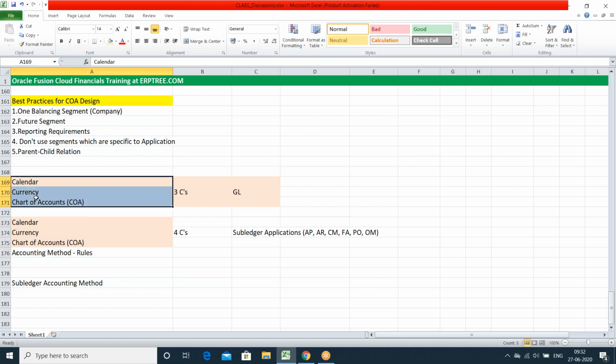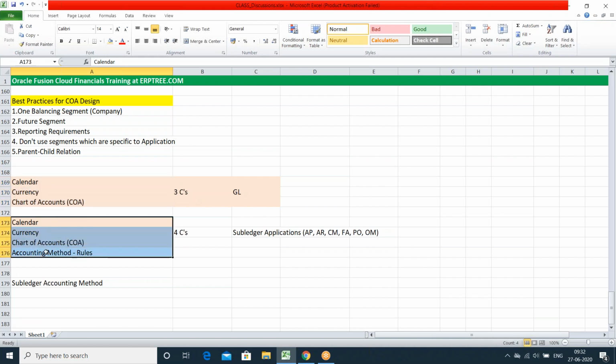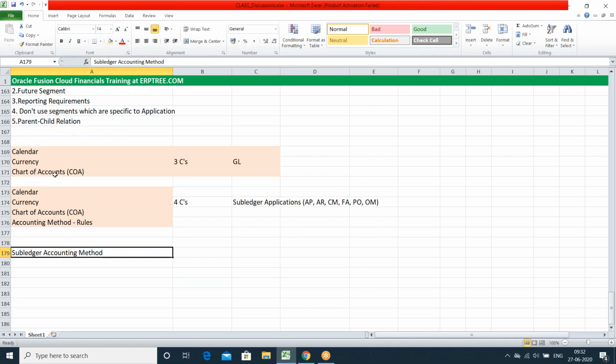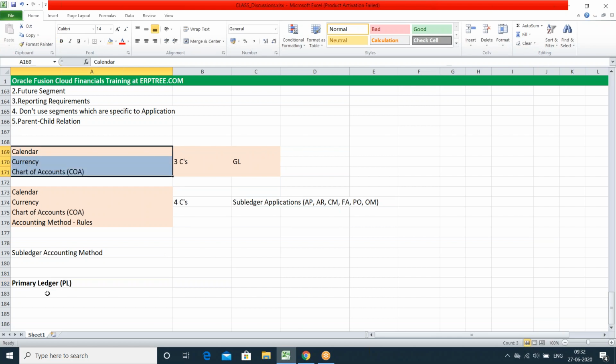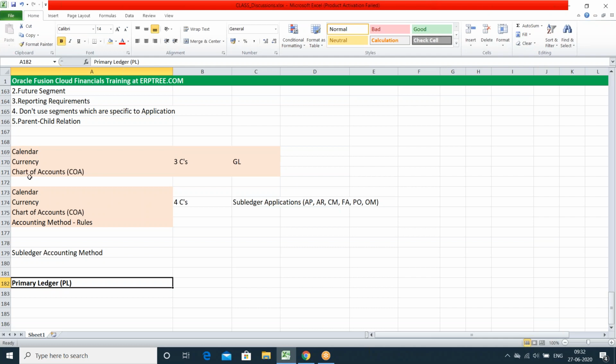So instead of keeping these components separately, what you can do is group these 3 C's or 4 C's and create the primary ledger, PL. When you are creating the primary ledger, you can select these 3. If you create the primary ledger with the 3 C's, you can record transactions only in GL.